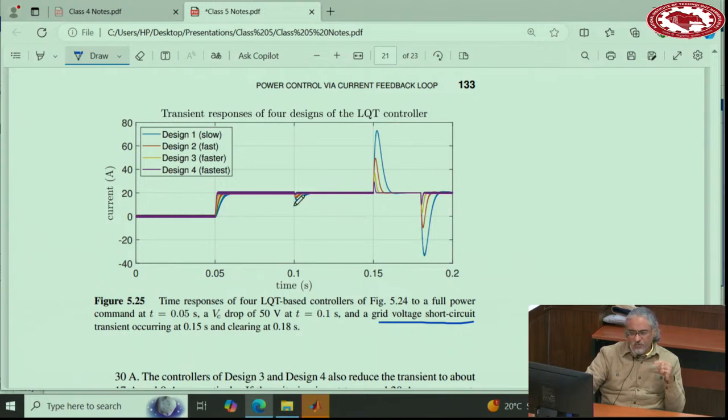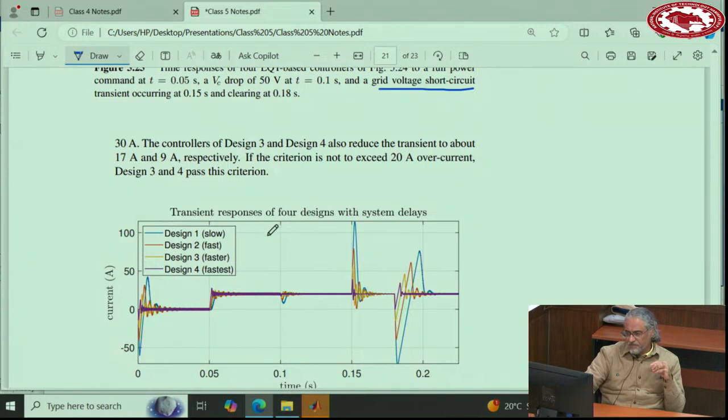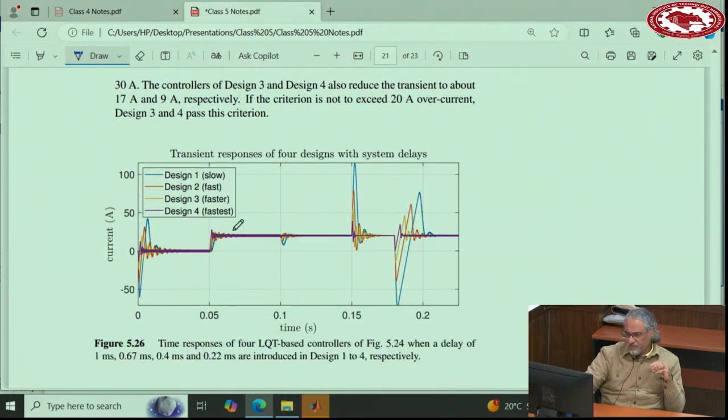And the response of these 4 systems: when it is slow, it shows a huge amount of current transient, all the way going to 80 and then coming back. If you use the fast controller, it will go to 50 and then come back. If you use faster, it will go to 38 maybe, and if you use the fastest one, it will go to 30. Really the fastest one can only limit the current, but that fastest one will have other problems like delay margin and other things. Now let's look at this one.